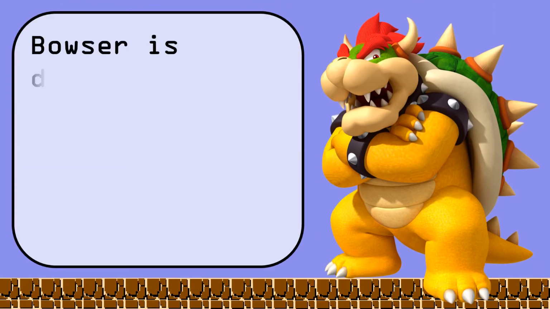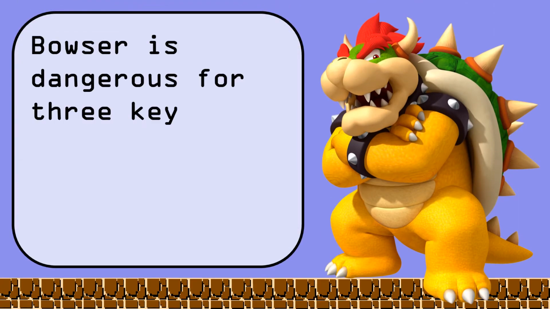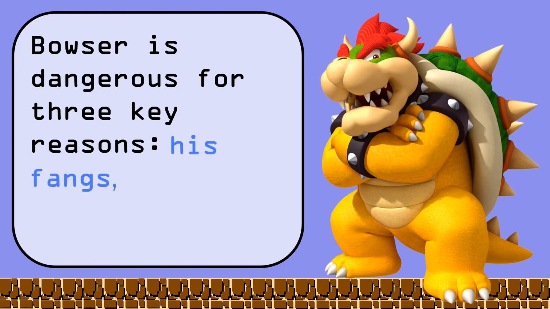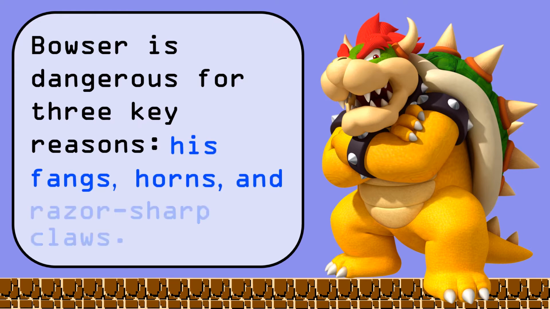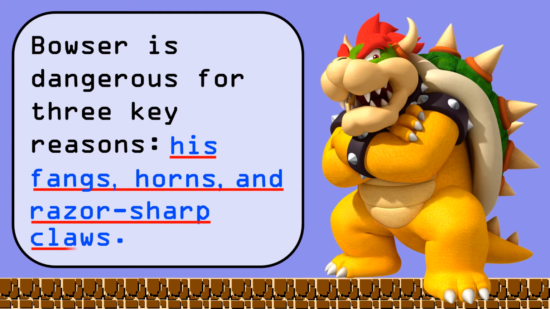Alternately, we might say that Bowser is dangerous for three key reasons: his fangs, horns, and razor-sharp claws. In this context, the list does not comprise or constitute an independent clause. We simply have an itemized list of nouns. There's no verbs, no objects. Therefore, we're going to use lowercase.